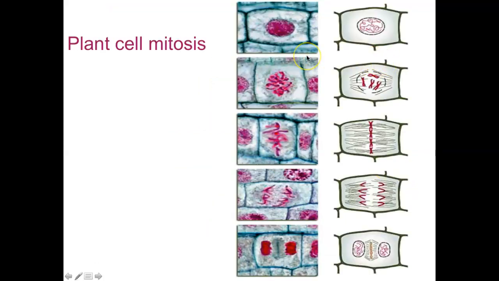This is a great image of plant cell mitosis, the actual cell. So we can see interphase, prophase, I can see chromosomes for the first time, metaphase, anaphase, and telophase. And now look, telophase, I can see that little cell plate, right? Because it's a plant cell.